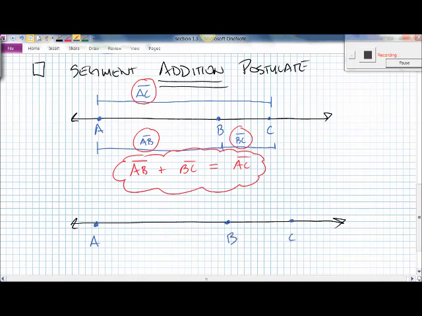If I told you that AB, the distance from A to B, was a distance of 5 units, and the distance from B to C was 3 units, how far would it be from A to C? It would be 8 units. And how would you get that? You just add the 5 and 3. Now, are these two things saying the same thing? Yeah, they are, right? They're both saying the exact same thing. One just uses letters and one just uses numbers, but they both mean the same thing, okay?